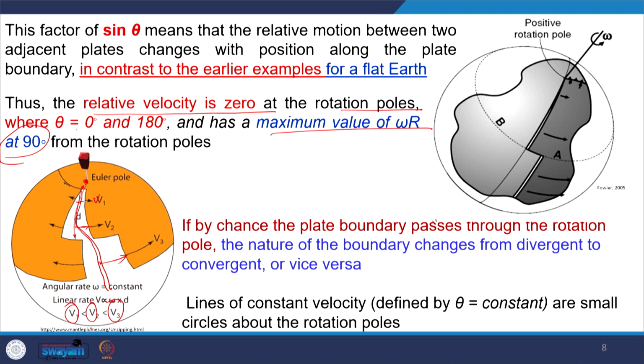So, by chance if the plate boundary passes through this rotational pole, the nature of this plate boundary changes. This is a very important point to understand here. Now, imagine we have an axis which is passing through the center of this earth, and it is here. Now, we have two plates. This is plate A and plate B, and plates A and B on this side are representing a divergent plate boundary.